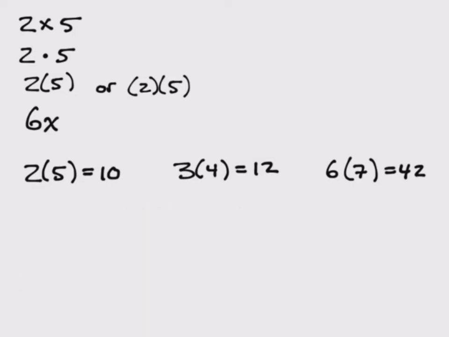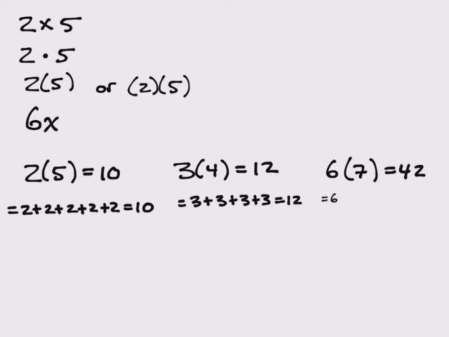2 times 5 is the same thing as saying 2 plus 2 plus 2 plus 2 plus 2, which is of course 10. And 3 times 4 is the same thing as saying add 3 to itself 4 times. So 3 plus 3 plus 3 plus 3, which is 12. Or in our last example, 6 times 7 means add 6 to itself 7 times. 6 plus 6 plus 6 plus 6 plus 6 plus 6 plus 6, which is 42.